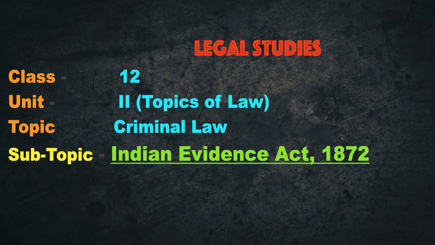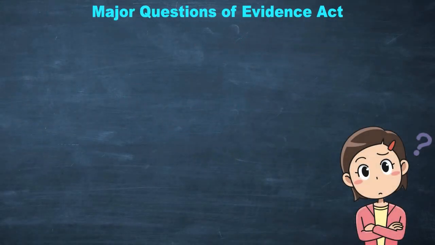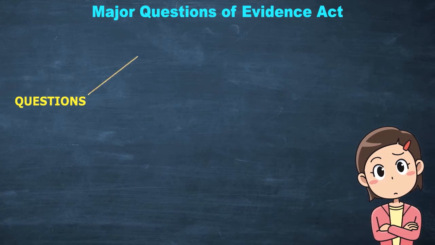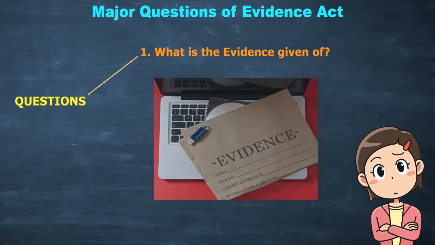This is a very interesting thing, especially when we discuss any offense. So, what are the major questions that first come to mind? Okay, let's check it out. Whenever you hear about any offense, what are those questions? The first question that comes to mind is, what is the evidence given of, isn't it? So that is facts, issue of facts or relevant facts regarding any offense, isn't it?